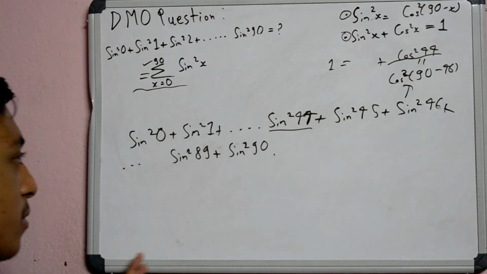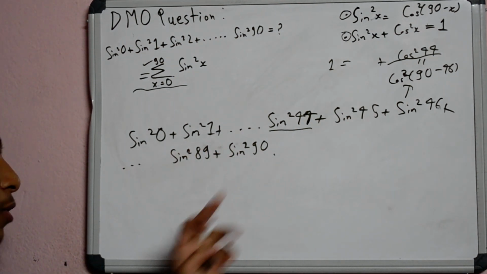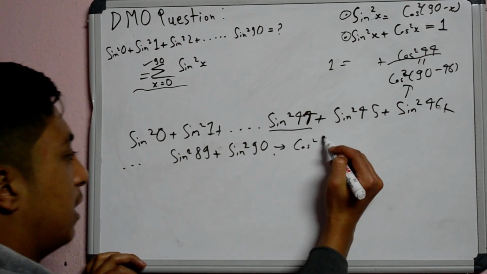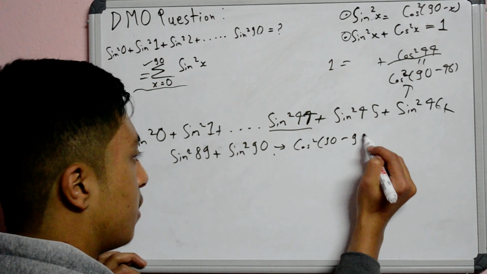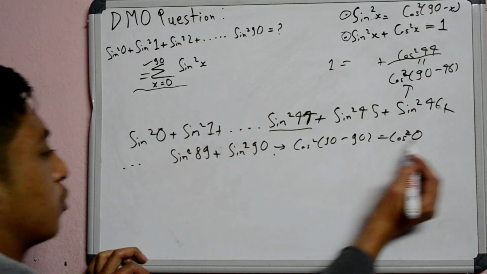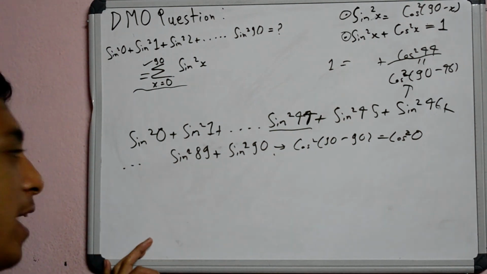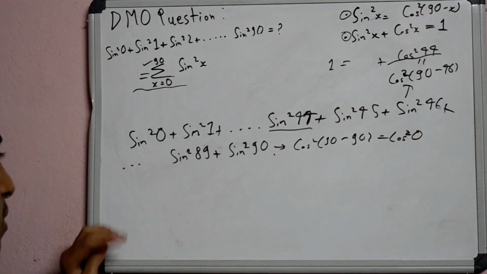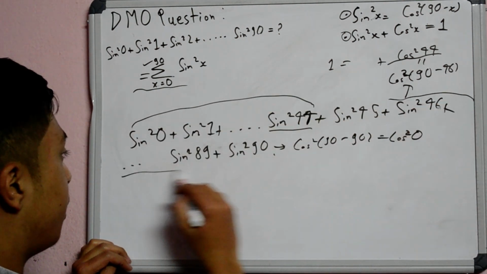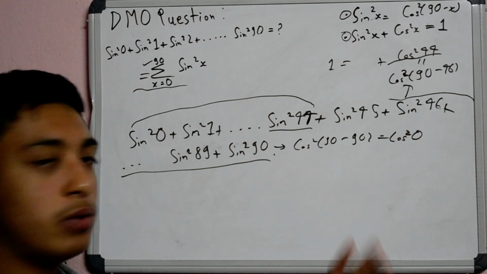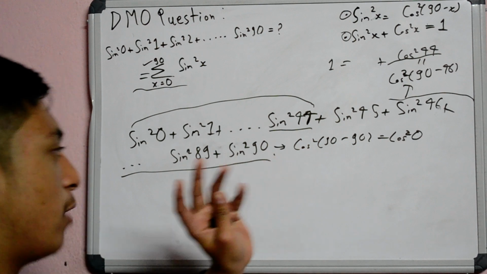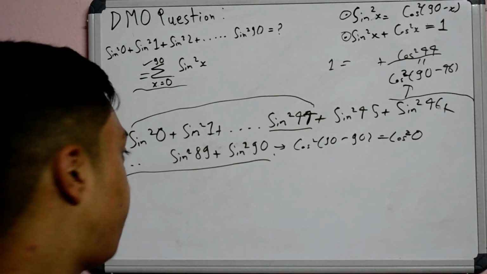Now, if you see the first and last number, this is sine square 0 and sine square 90, which is cos square of 90 minus 90, which is cos square 0. And here sine square 0 plus cos square 0 equals 1. In fact, all the terms from here to here are going to add up simultaneously, 1 plus 1 plus 1 plus 1, and we need to find out how many ones there will be.